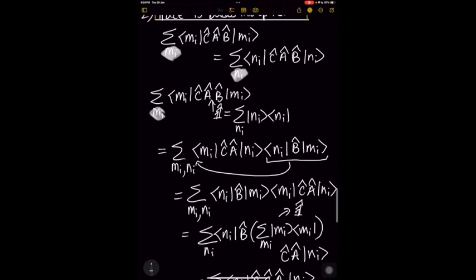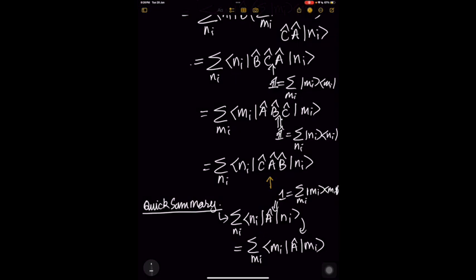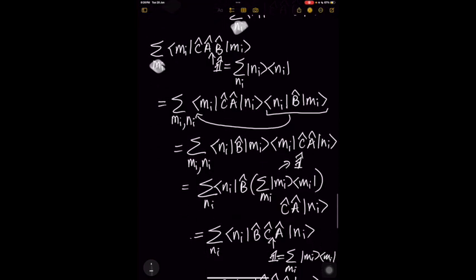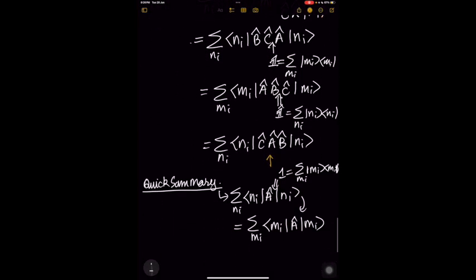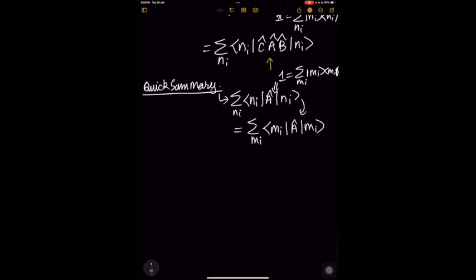But in this case, I had to play around with a bunch of mathematical manipulations, and only then I could prove that the trace is basis independent, because I had three operators. So I had to play around with the cycle. I had to move the terms around and so on and so forth to get the result.